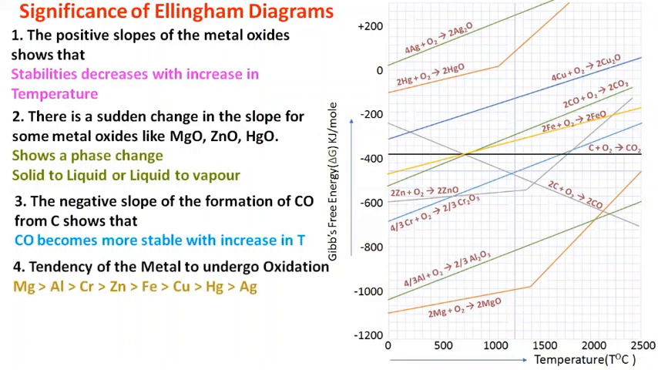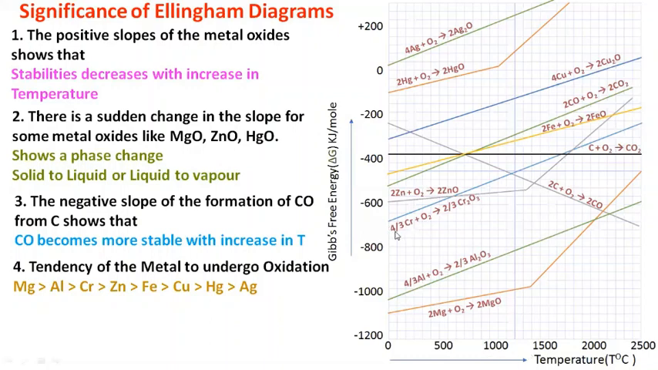But here there is a very important point, that is the fourth point: tendency of the metal to undergo oxidation. Here we can see on the screen metals like magnesium, aluminum, chromium, zinc, iron, copper, mercury and silver. Here you can see that the formation of magnesium oxide is showing at around minus 1100, and aluminum oxide at around minus 1050.